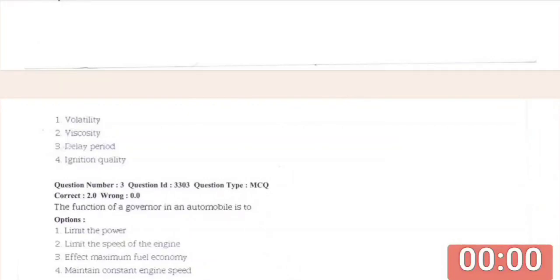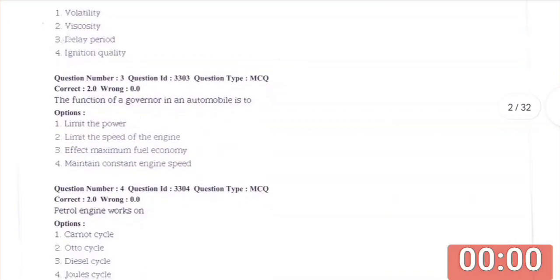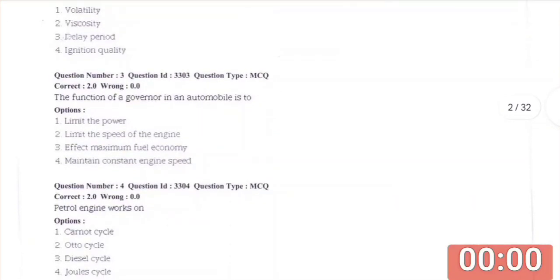Now let's move to question 4. Very simple question. Question number 4. Petrol engine works on: option 1, Carnot cycle; option 2, Otto cycle; option 3, diesel cycle; option 4, Joule cycle.